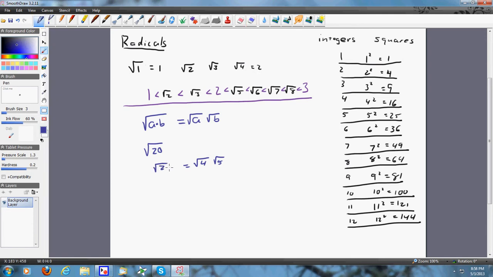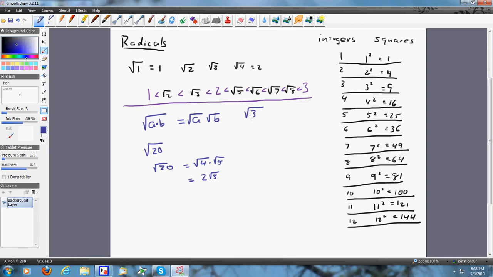I'm going to say square root of 20 equals the square root of 4 times the square root of 5. But I know that 4 is a perfect square, so the square root of 4 is 2. I don't know the square root of 5, so I'm just going to leave it as radical 5. So that's it. Square root of 20 is equal to 2 radical 5. And I'll give you another one.